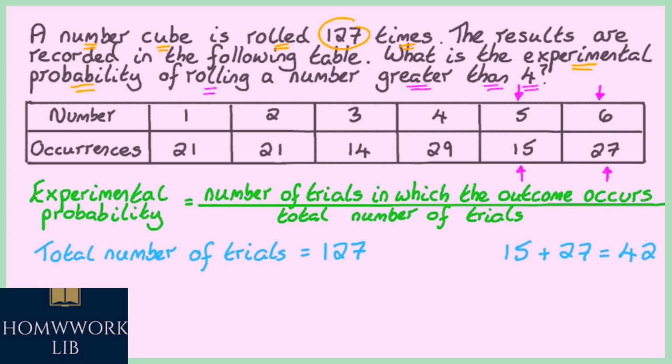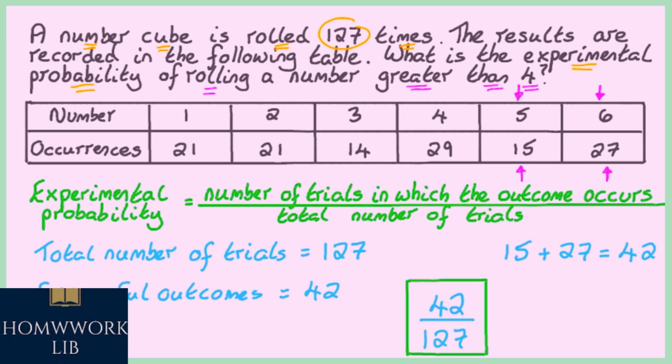15 plus 27 is equal to 42. So there are 42 trials in which the desired outcome occurs. We can therefore conclude that the experimental probability of rolling a number greater than 4 is 42 out of 127.